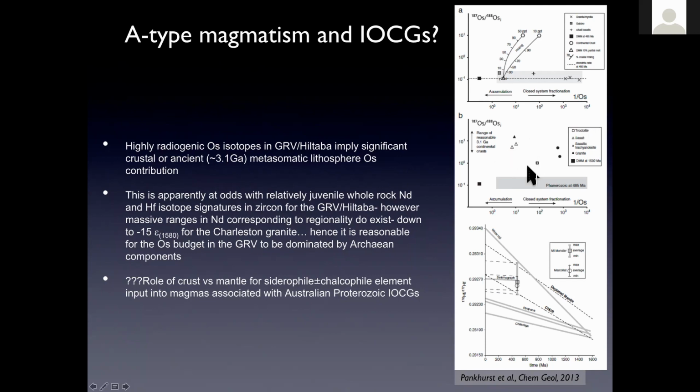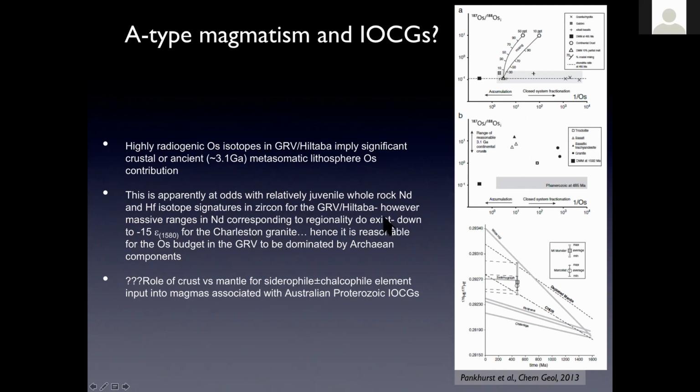But this was slightly counter to their hafnium isotopes, which again tend to be generally fairly juvenile in the zircons from these same samples. But we do know from whole rock neodymium isotopes in the Hiltaba Suite that there's immense regionality, and some of the Hiltaba Suite granites go as low, or as crustal, as -15 epsilon neodymium, where they've clearly ingested and inherited a lot of Archean components.